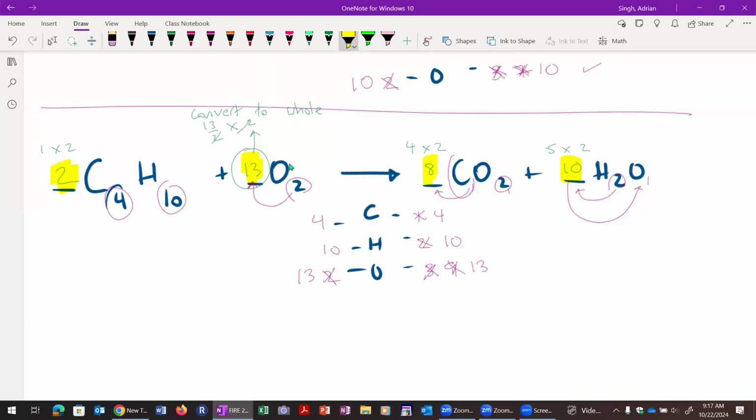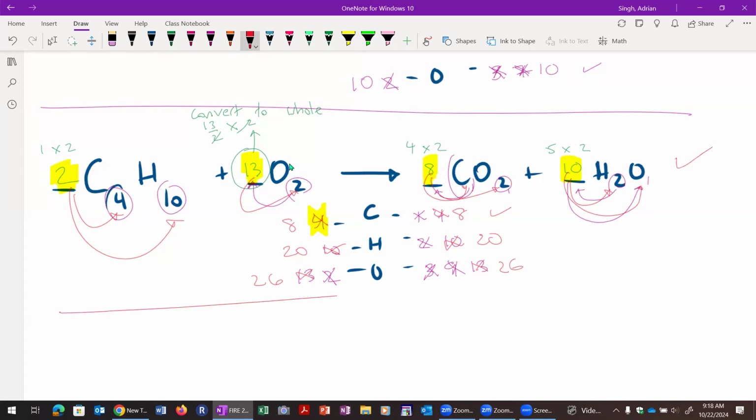And we can double check now that our numbers are balanced. So if we look at our carbons now on the left side, I have 2 times 4, so that's 8. On the right side, I have 8 times 1, so that's 8. Carbon's good. Hydrogens, 2 times 10 is 20. On the right side, 10 times 2 is 20. On the left side, I have 13 times 2, which is 26. And then on the right side, 8 times 2 is 16 plus 10, and that's 26 as well. All right, so that's your balanced equation for this reaction.